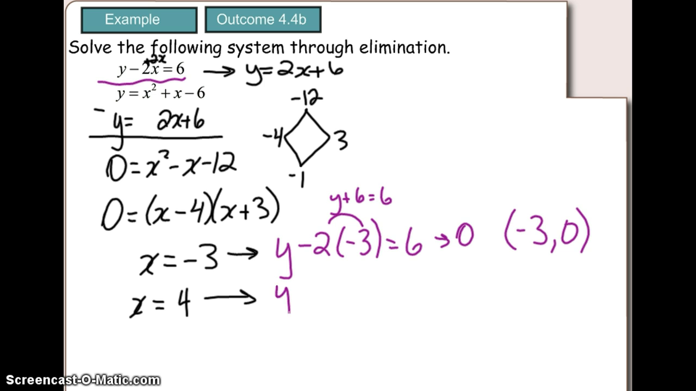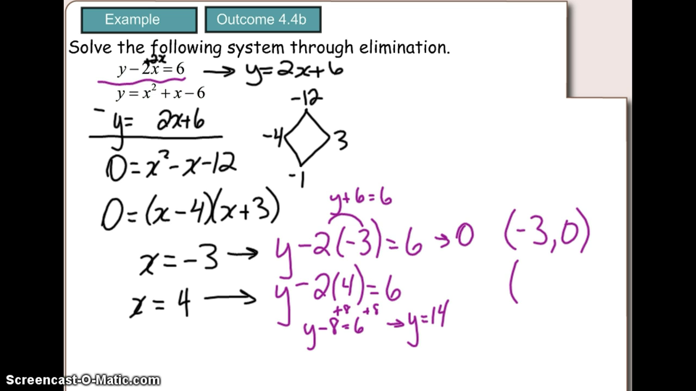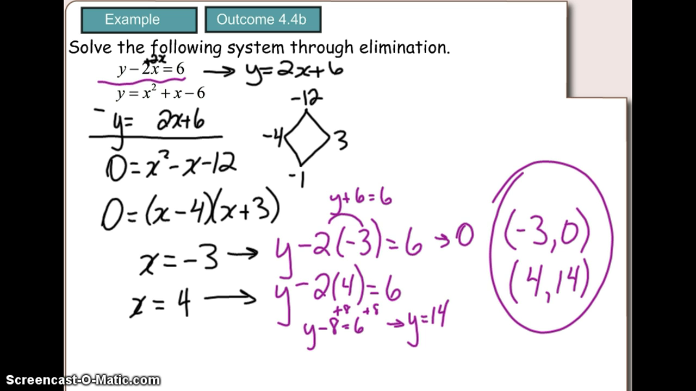And the other one, well, I'm going to put that 4 in for x. So I have y subtract 8 equals 6, add my 8 to both sides, and I'm left with y is equal to 14. Therefore, my other intersection point is at 4 and 14. So I have both my solutions. They're written as ordered pairs.